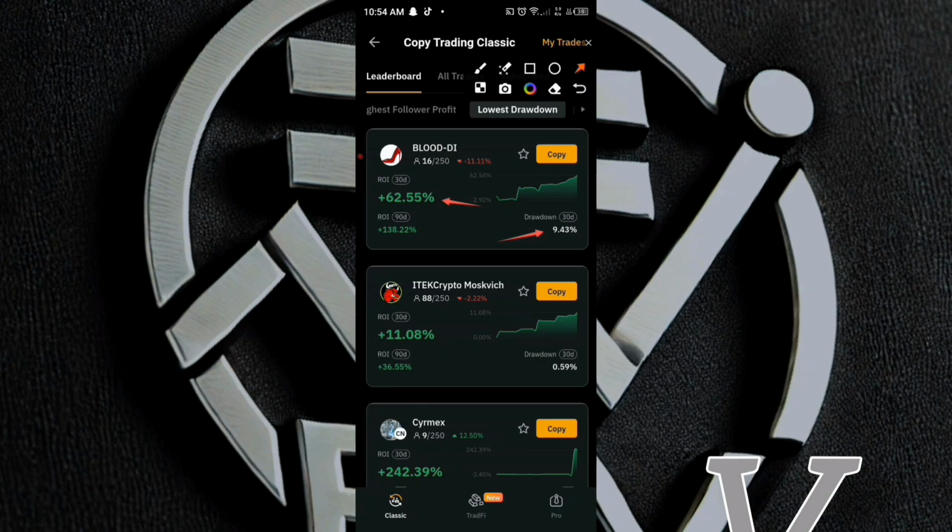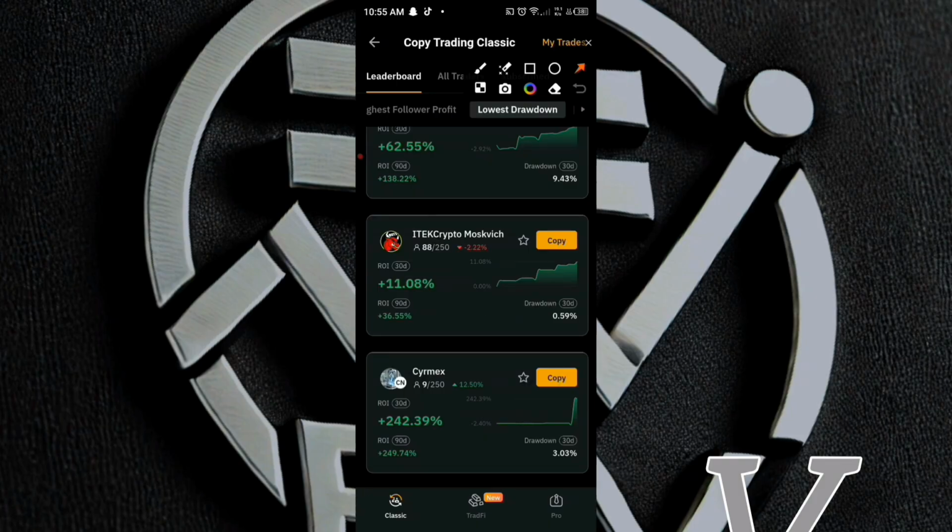But if you check this third person in the list, who has a profit of 242.39% in the last 30 days, and he has a drawdown of 3.03%. Look how his drawdown is actually very low in the last 30 days, which means that he has only a loss of 3.03% in the last 30 days. It's actually very, very okay.